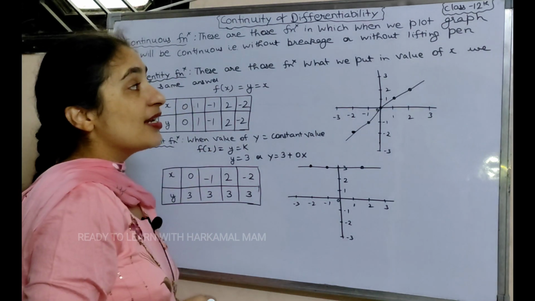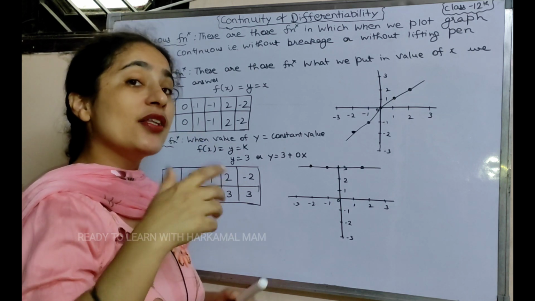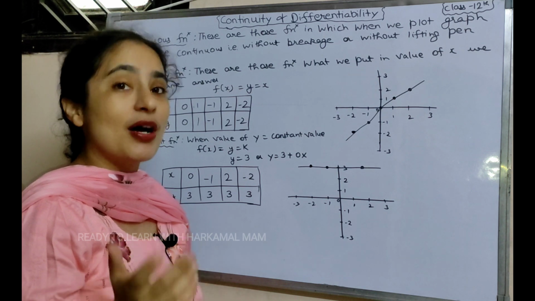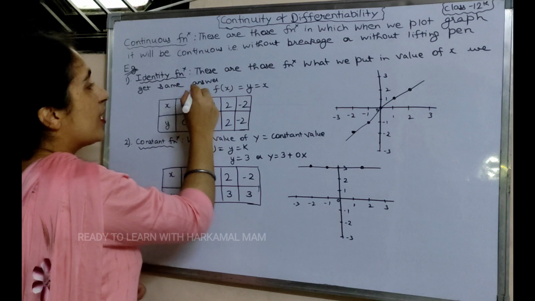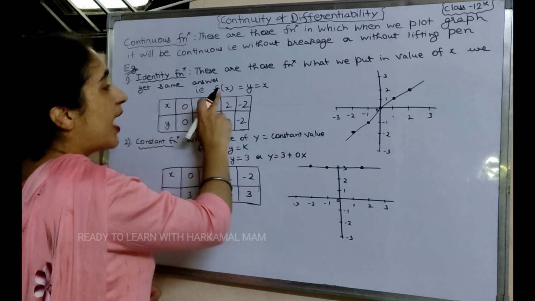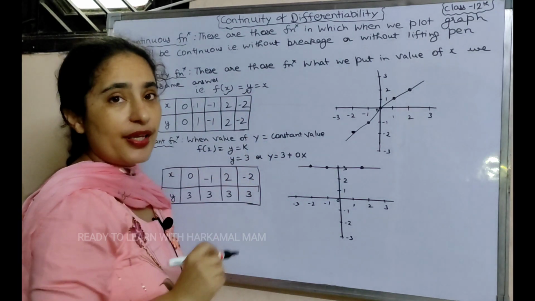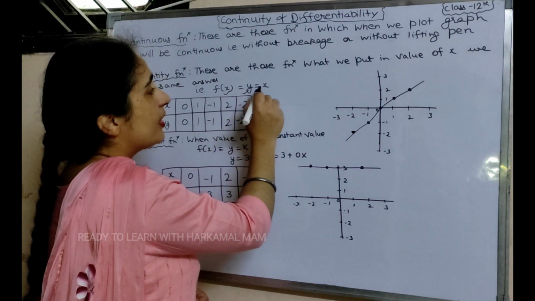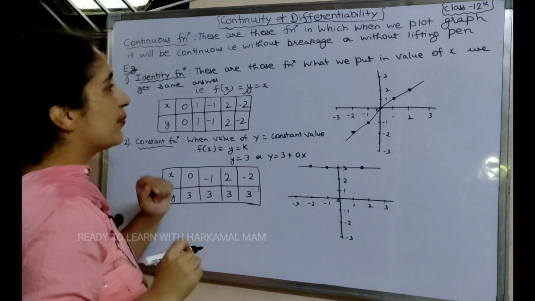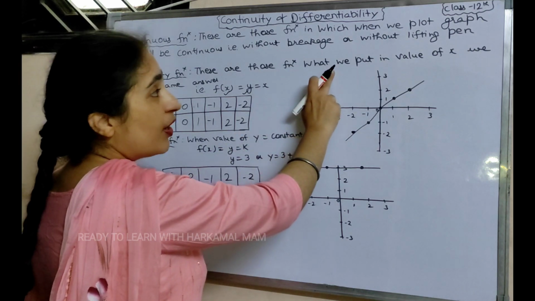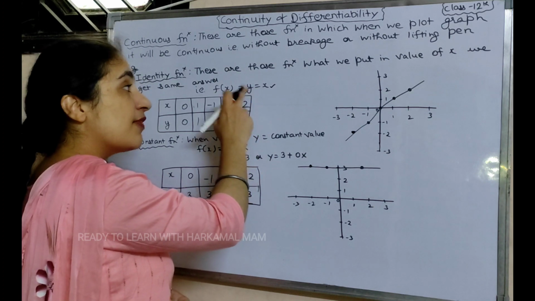Identity function means these are those functions in which, when we put some value in x, we get the same value of y. We get the mirror image of it. For example, if we take a function f of x, that is y, equal to x. Let us assume this function. This is the identity function.